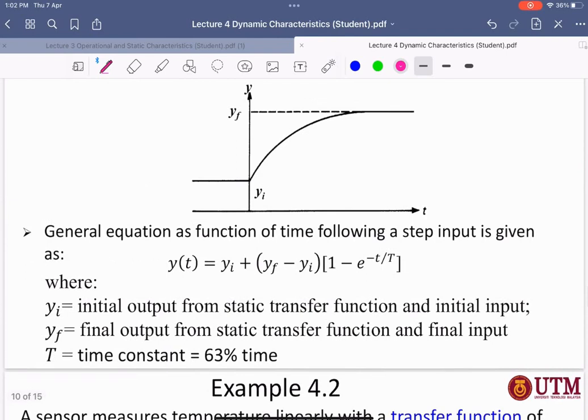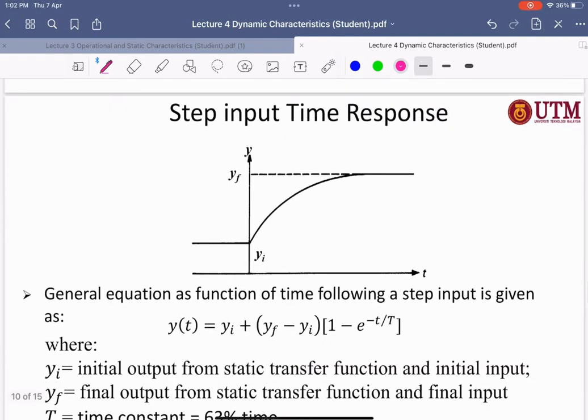Okay, so sorry guys, I will take about 5 more minutes.